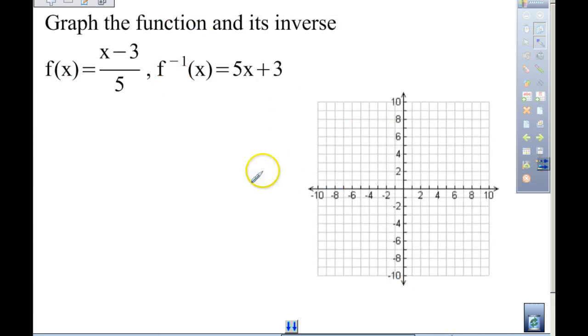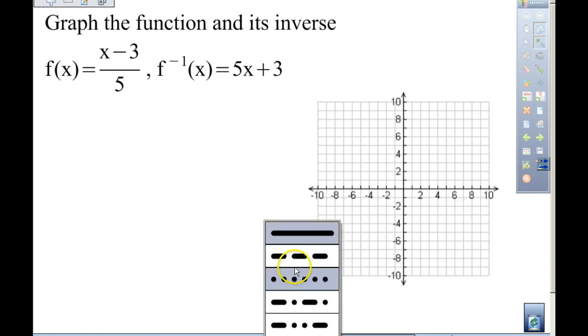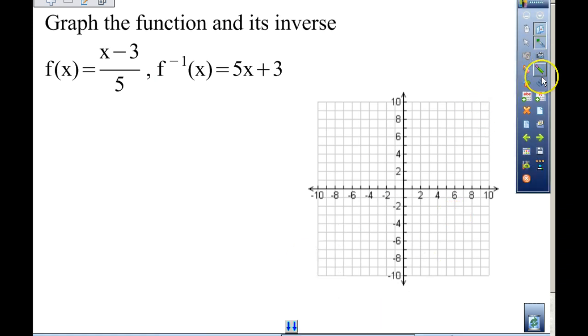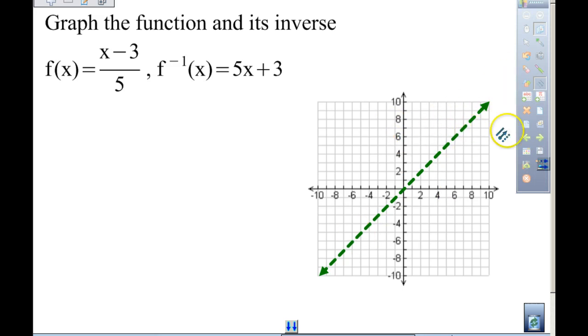So lastly, graph them both. And again, before anything else, we already know if we do it correctly, it should be a mirror image across this diagonal, y equals x. Because what are we doing? We're exchanging x and y, interchanging x and y. So it should be a mirror image over the line x equals y. All right, so let's graph.